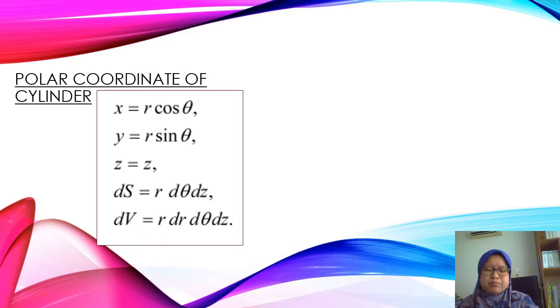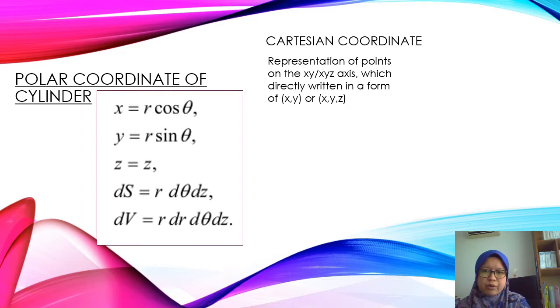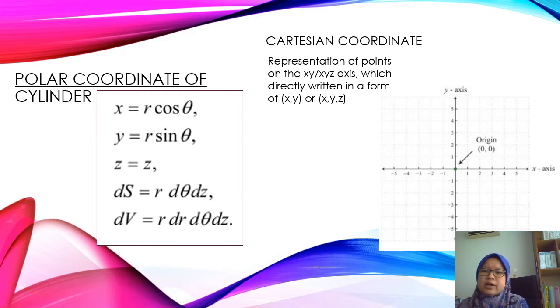Before we start, let me share with you the term of Cartesian coordinate. I think some of you are familiar with this term. In simple words, the Cartesian coordinate is a representation of points on the x, y, z axis or xy axis, which is directly written in the form of xy or xyz. For example, you have a point here, 0, 0, on the xy axis. In Cartesian coordinate, it is written directly as 0, 0.